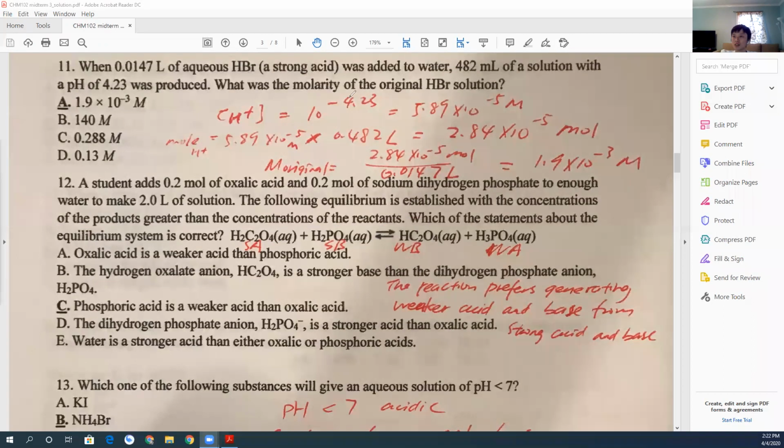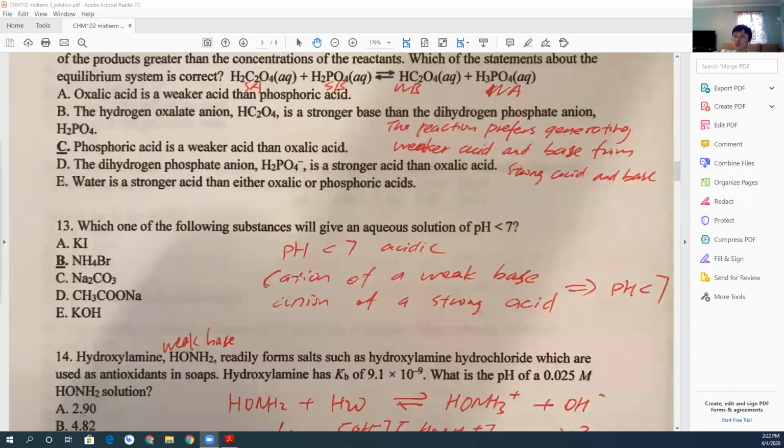Number 13. You can refer to chapter 18, I think 18.7, which talks about the acidity and basicity of salts. If you want a salt to give you an acidic solution, with pH less than 7, you want the cation of a weak base and the anion of a strong acid. So only B, ammonium bromide, gives you this condition.